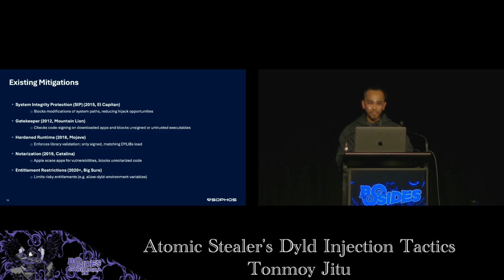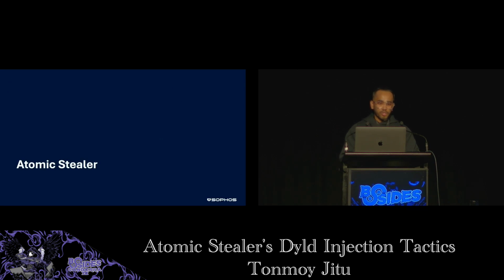So the first one is SIP, which is the System Integrity Protection. This pretty much blocks modification of any and all system paths, so it reduces hijack opportunities. Then you have Gatekeeper. You'll hear me talk about Gatekeeper a lot here, which is quite important. What Gatekeeper does is it checks code signing on downloaded apps and blocks unsigned and untrusted applications. Then you also have hardened runtime, which enforces library validation, so make sure that only valid libraries are allowed to run. Then notarization is there, which blocks unauthorized code. And you also have entitlement restrictions, which limits risky entitlements. And in this case, the one we're going to focus on is the allow DYLD environment variable.